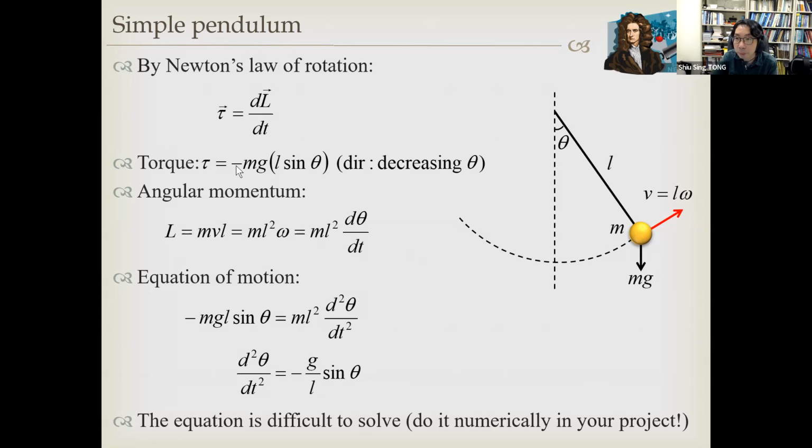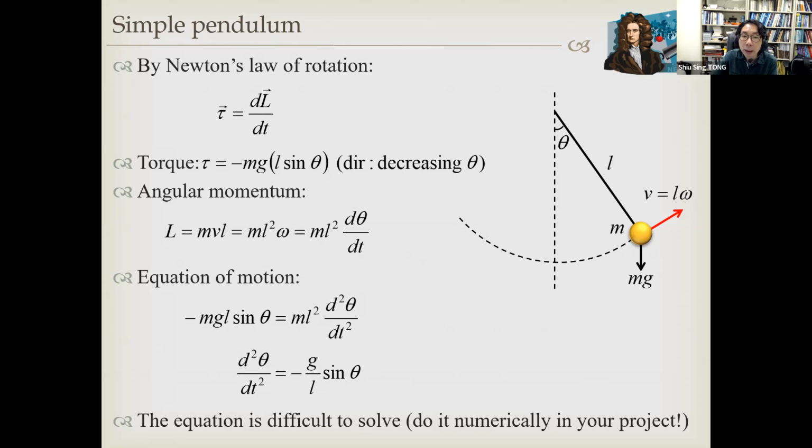Now you notice that I put a minus sign here. Why? Because in my figure, I define the positive direction as the increasing direction of the angle theta. When this object moves sideways and up, the angle increases; that is a positive direction. But the torque is turning the object in the opposite direction. It is tending to decrease theta, so it should be given a minus sign, because it tends to decrease the angle.